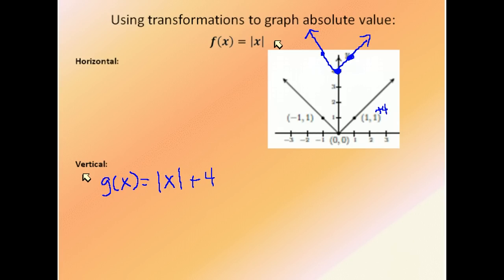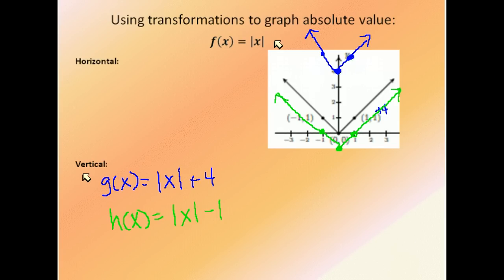In green here, rather than erasing, let's say I had h of x, which was the absolute value of x minus 1. Again, anything outside of the symbol affects your y. Negative is going to move it down 1. So here's my new point, here, here, and here. Okay, and there's my new graph.